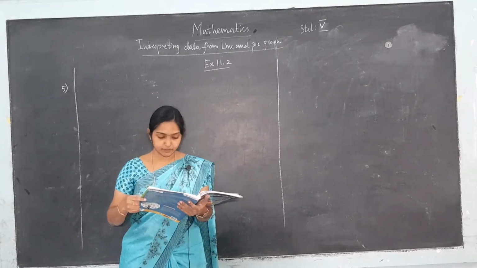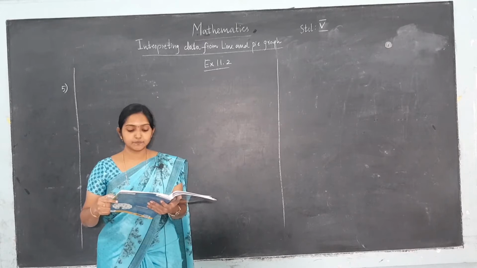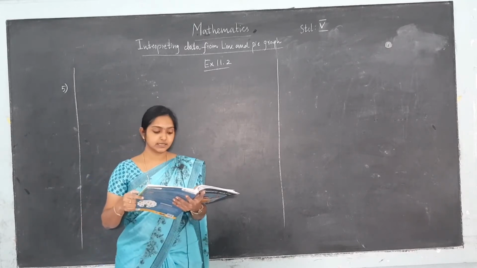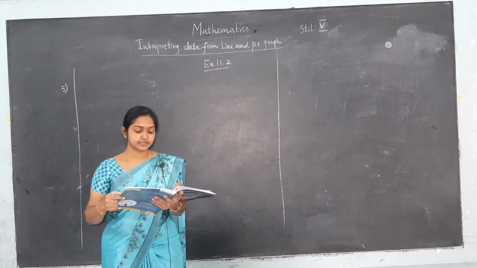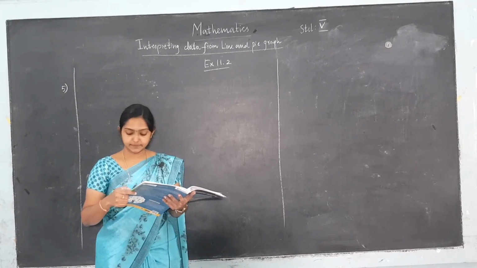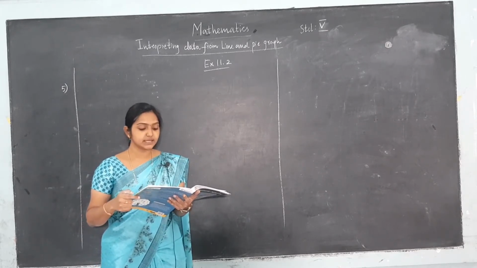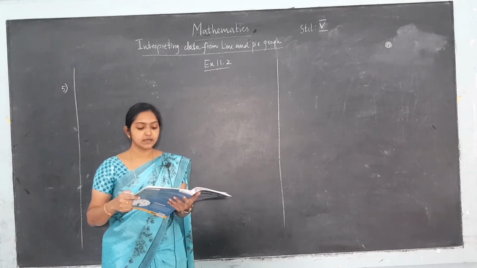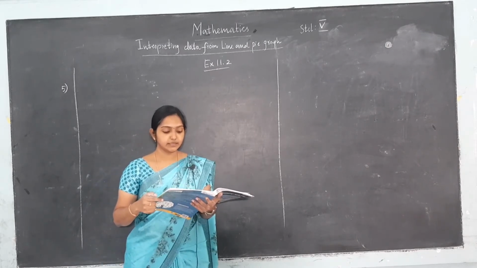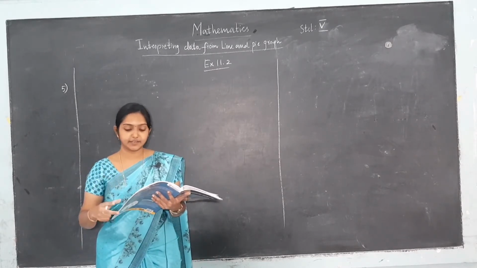Next, look at the fifth question. Last year, approximately 40 lakh tourists visited India. Read this circle chart and answer the questions. You look at the chart given in your book. It is in page number 67. How many tourists came to India from Africa? We have to find how many tourists came to India from Africa.